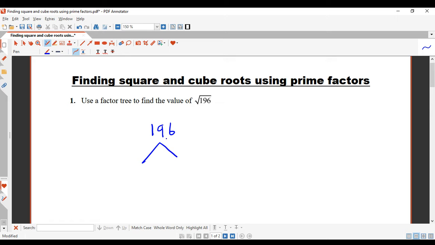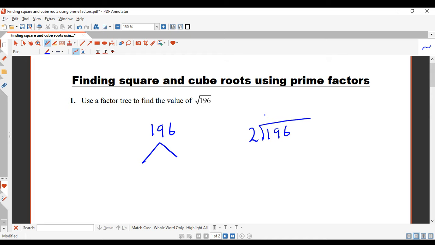Now, most of you probably won't know what goes into 196 straight away, so we'll start off with doing it the easy way. This is an even number because the last digit is a 0, 2, 4, 6, or 8. So we know it's divisible by 2 because it's an even number. So I'm just going to divide 2 into 196.